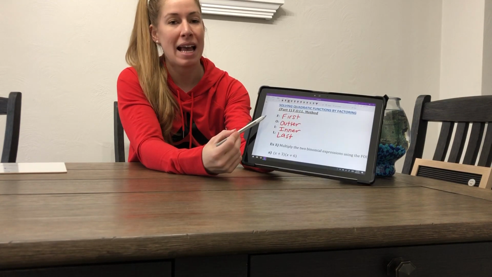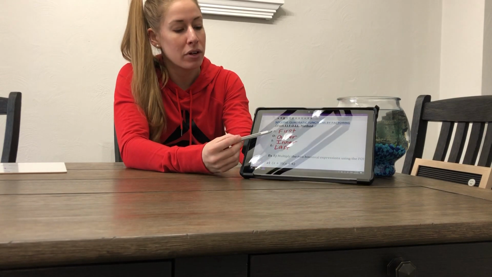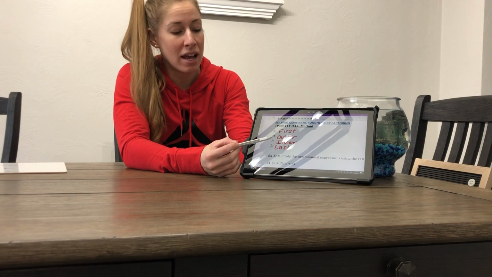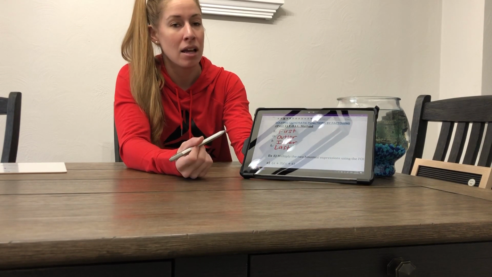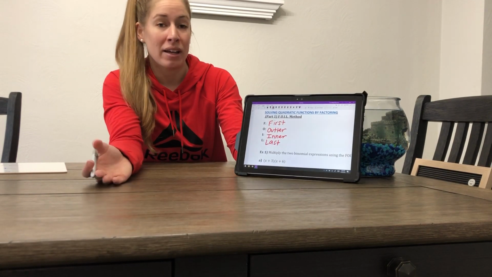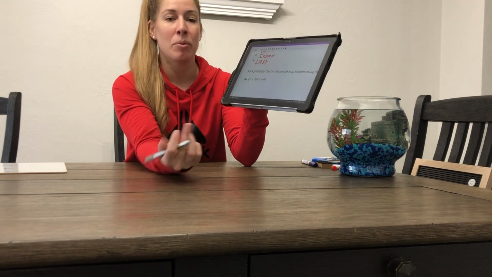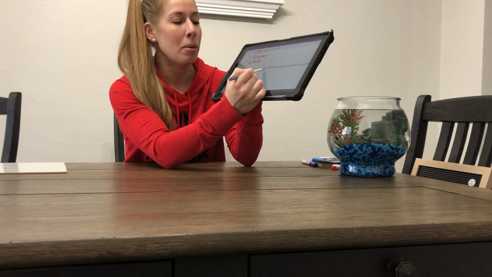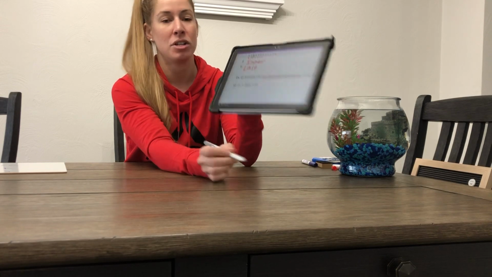You also might think outside or inside. So first, outer or outside, inner, inside, last. FOIL. And that's a way to remember how to multiply something. And what we are multiplying, if you look at example 1, are two binomial expressions.